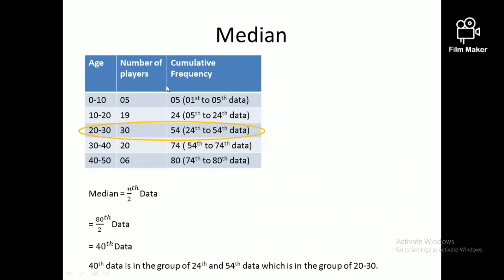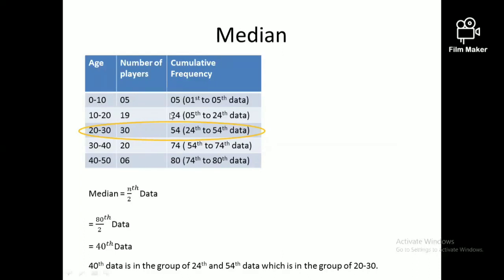First find the cumulative frequency. Sorry, not the curve, the cumulative frequency. 5 plus 19 is 24, plus 30 is 54, plus 20 is 74, plus 6 is 80. There are 80 pieces of information. Then we need to understand what this cumulative frequency 5 means. This 5 indicates that the first to the fifth information is in the category of 0 to 10. That's the concept there.